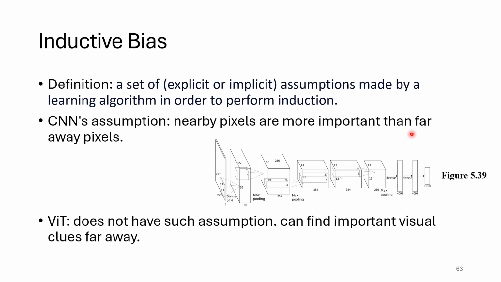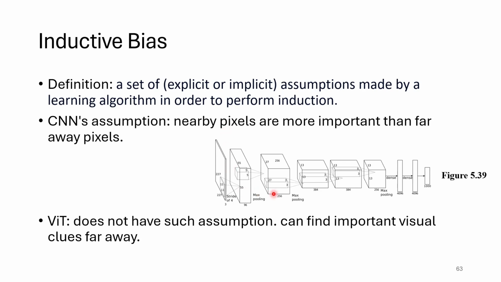So what is the inductive bias? It means if you have a model and you use the model to predict something or generate some result, you have some assumption, and the assumption will be fixed or embedded in your model. And okay, let's see. What is the assumption for the convolutional neural network? The assumption is nearby pixels are more important than faraway pixels.